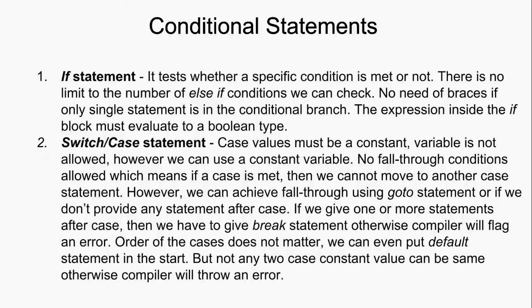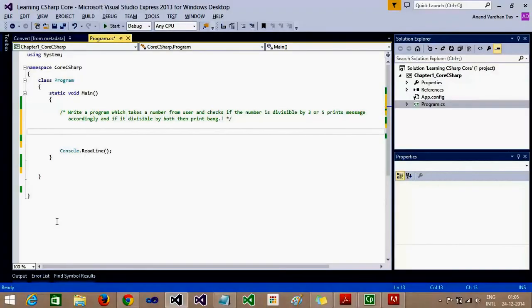So we'll be looking first into the if statement. The if statement tests whether a specific condition is met or not. So we'll be directly jumping into the demo, and the expression inside the if block must evaluate to a boolean type. We'll check just now here. I'm expecting my viewers to know at least high level programming, C and C++, and we know that in C and C++ we have already gone through if statements and switch case statements. But again, I will be demonstrating through a question.